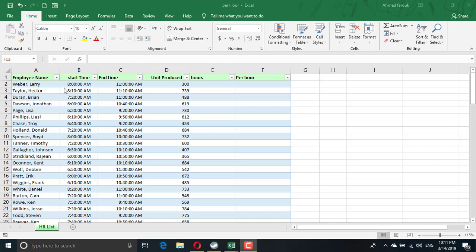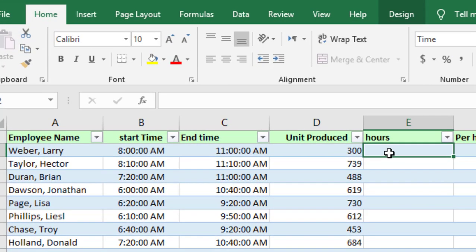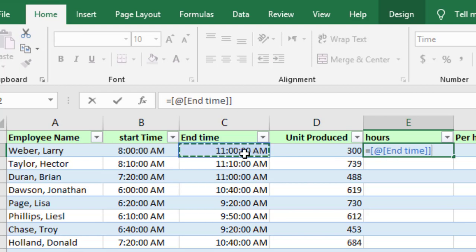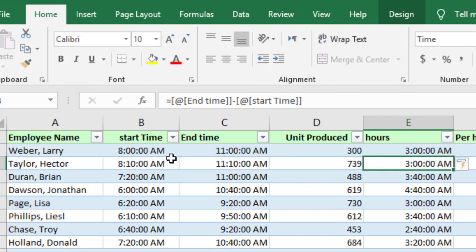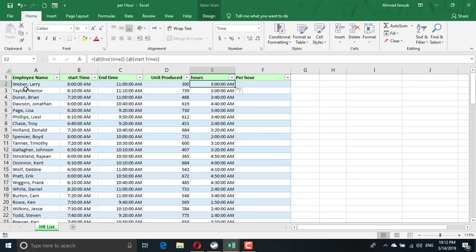In this file, we have a start time and end time for each staff member, and the units produced in this time window. To identify how many hours the staff member worked, we simply subtract the start from the end. And because this is a table, the function is automatically repeated. The first staff member worked for 3 hours and he produced 300 units.